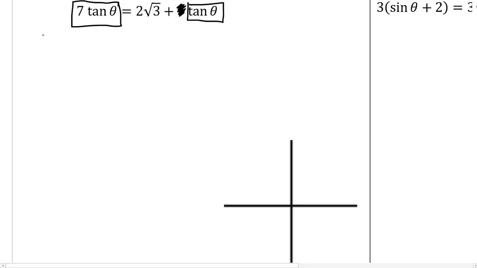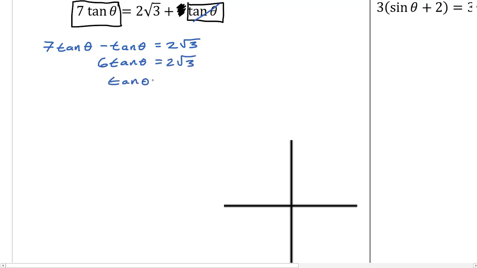All right, so what we're going to do is collect the tans. So we have 7 tan theta, and we're going to subtract this tan theta off this side and subtract 1 tan theta. Now, I don't have the coefficient written out front. If you want to write a 1 out front, you can, but we don't need it. Equals 2 times root 3. All right, so 7 minus 1, you now have 6 tan theta, and you're going to divide both sides by 6, right? And that 2 over 6 we can reduce to root 3 over 3. So I just reduced it all in one step.